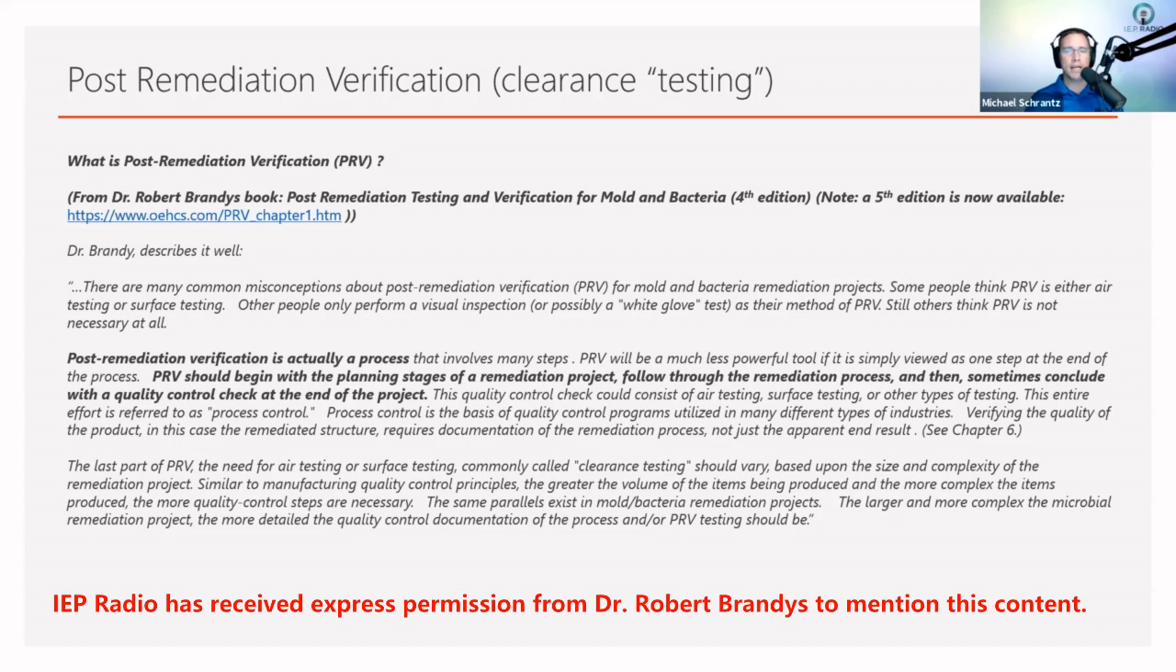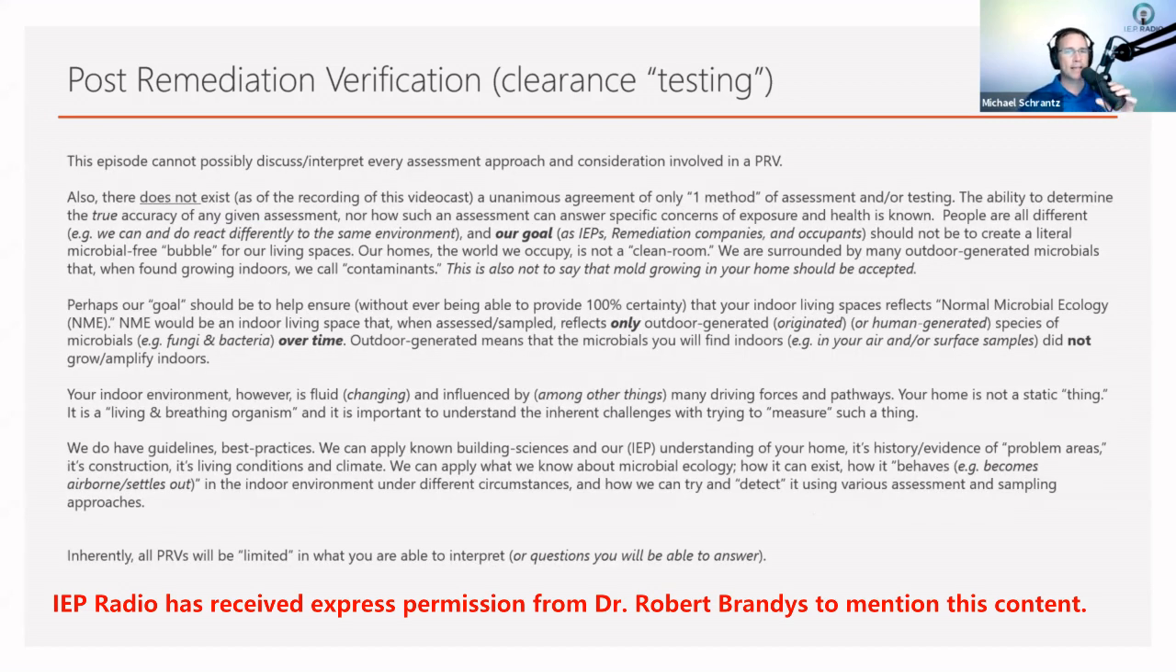He goes on to say, in a much longer process, and I'll just bullet point it, that post-remediation verification is actually a process that involves many steps. You can involve an IEP at the beginning of the planning stages, meaning before you do the remediation, certainly during or through the remediation process, and then sometimes do some sort of quality control check on the back end, what's known as a post-remediation verification. I think that was important, which is why I listed it, because it explains that this is a process. This is not just some static sample. We are inherently limited, and we're going to talk a little bit more about that as IEPs when we're talking about PRVs.